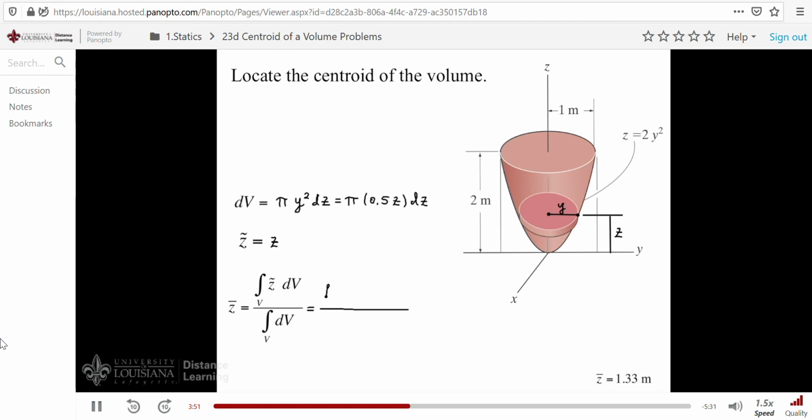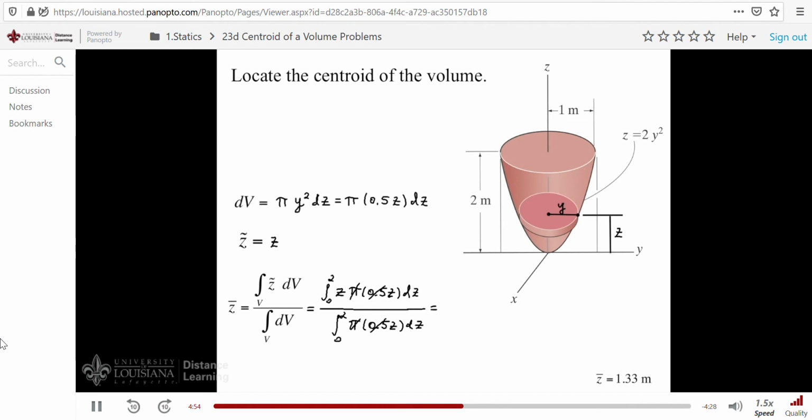First, we have the integration, summing from 0 all the way to 2 of z tilde, or z, and then our volume, pi times 0.5 z, and finally, dz. In the denominator, we simply write our volume, summing from 0 to 2 of pi times 0.5 z times dz. Realize that this constant and this one cancel with these down here. We then have the following.